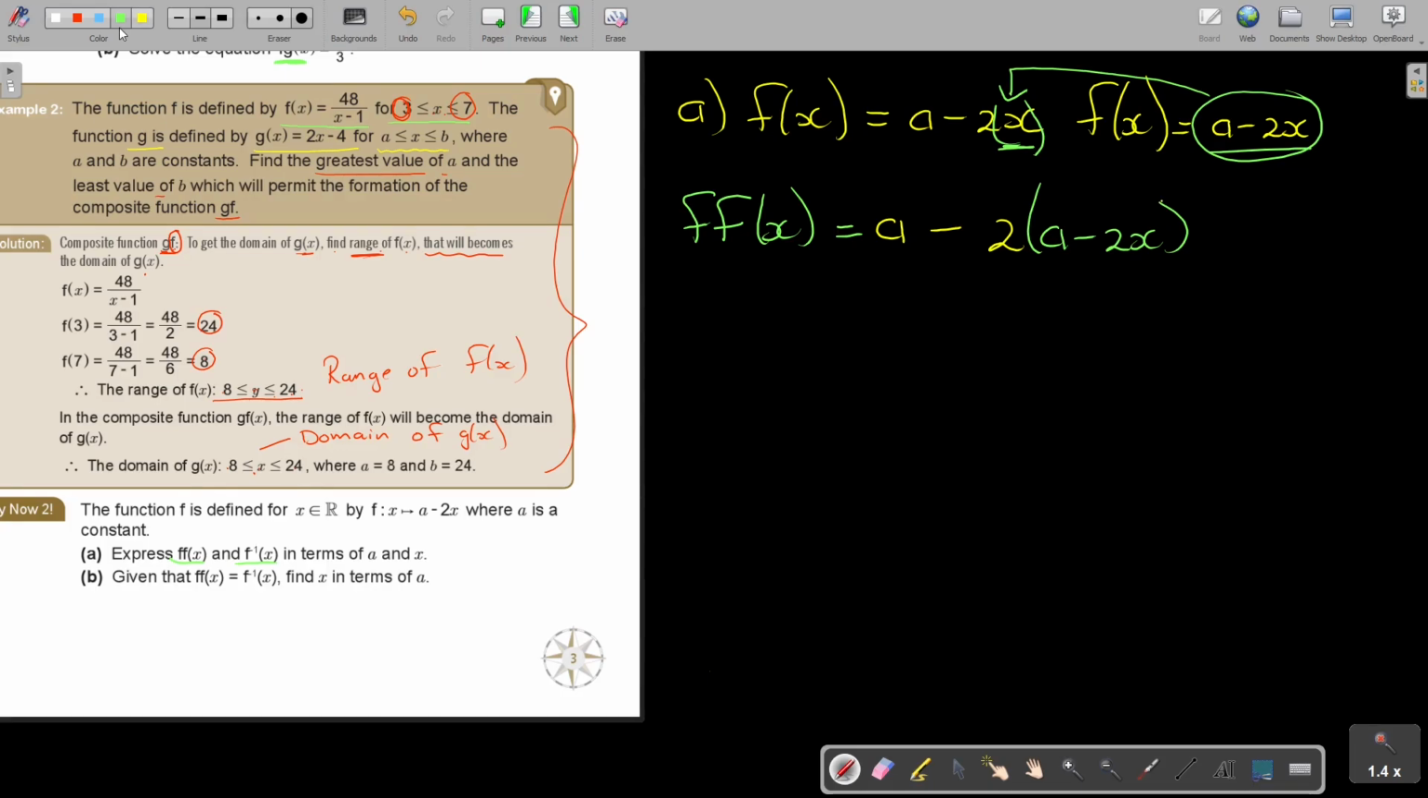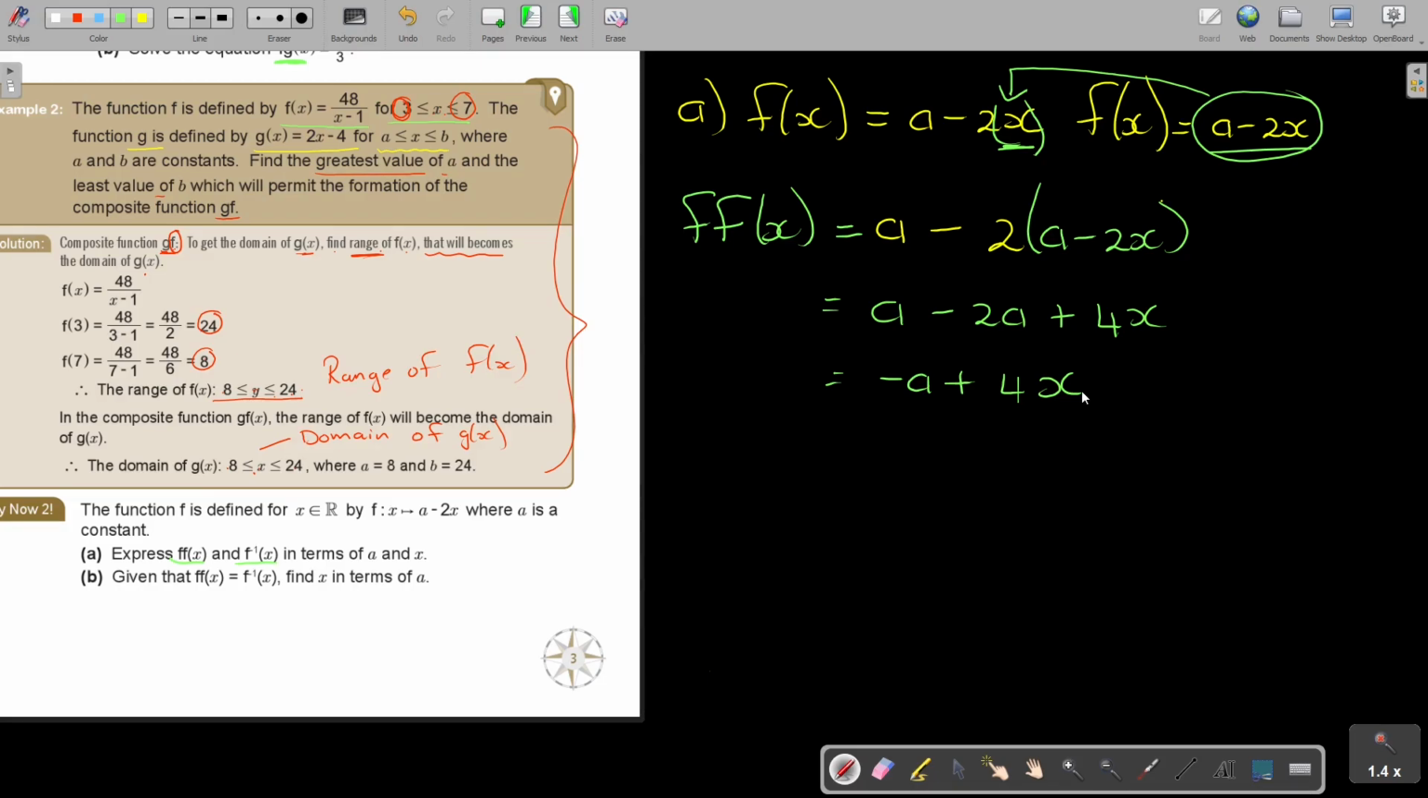So if I'm going to simplify this, it's going to be a minus 2a plus 4x, and that's going to be negative a plus 4x. Okay, so express f(f(x)) in terms of a. So basically, that is going to be your answer there.